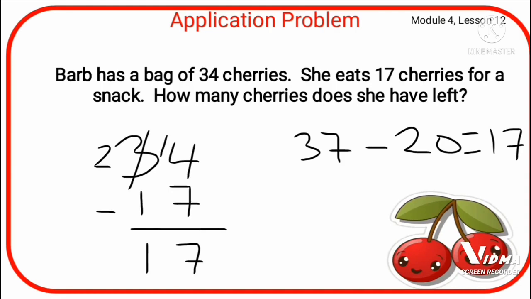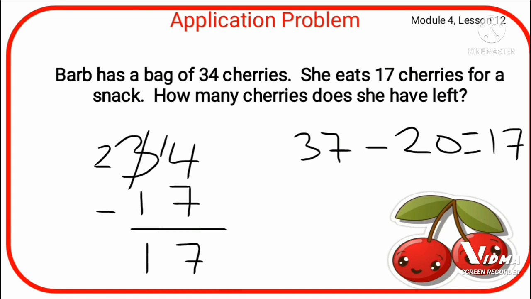Here's an application problem. Barb has a bag of 34 cherries. She ate 17 cherries for a snack. How many cherries does she have left? I use the vertical method to solve this question. 34 cherries, you eat 17, so remove 17 from 34.